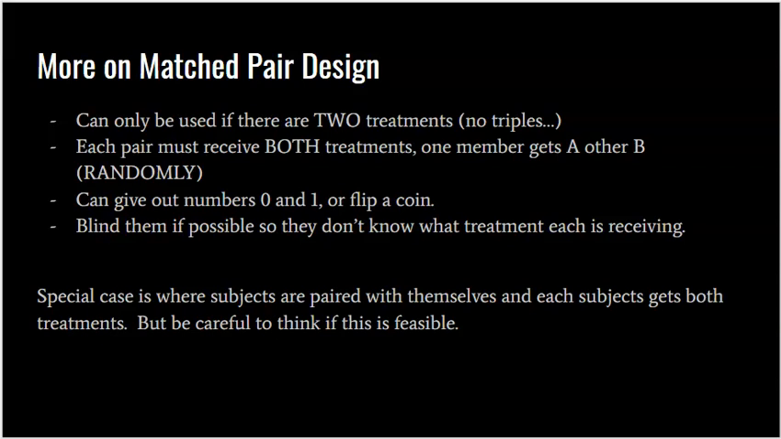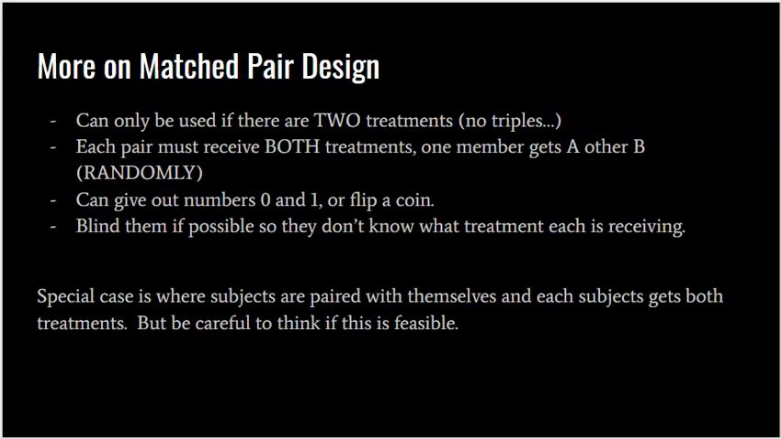You should also blind them if possible. You don't want the 2 subjects knowing what they're receiving. So you might pair them up, but you never tell them that they're a pair. You just give this to that guy and you give the other thing to that guy. You never even tell them that they were a pair in the first place. That way they have no idea what they're getting.